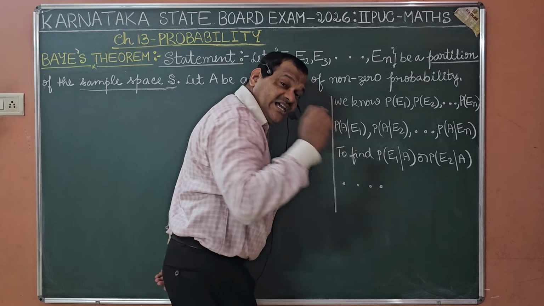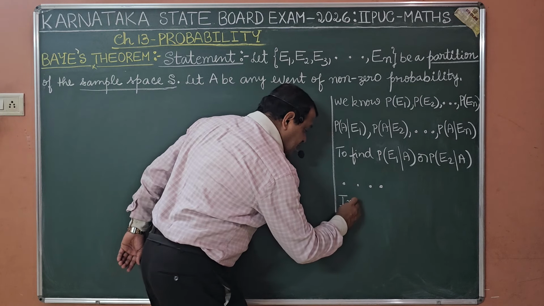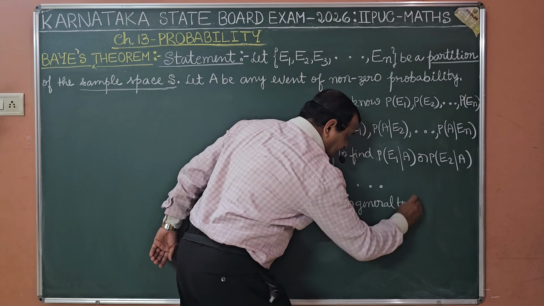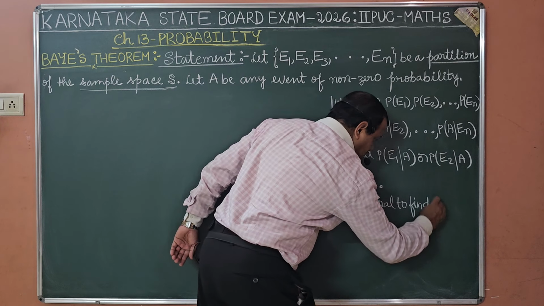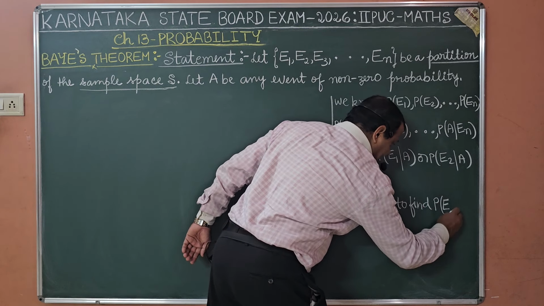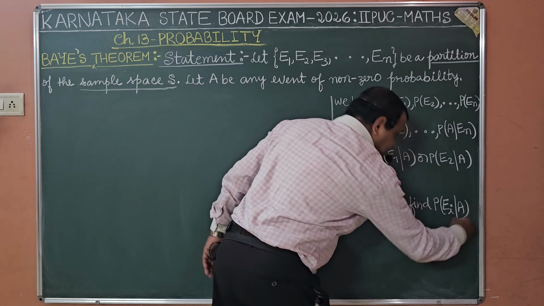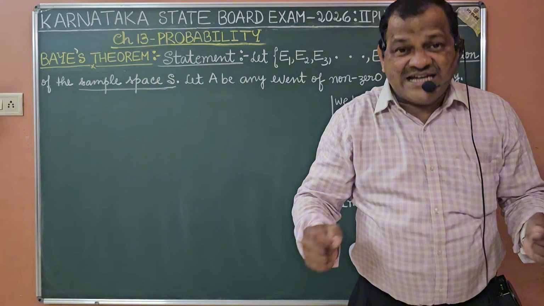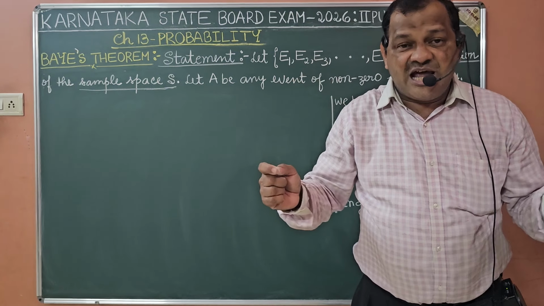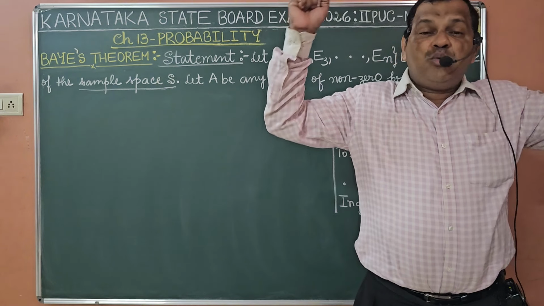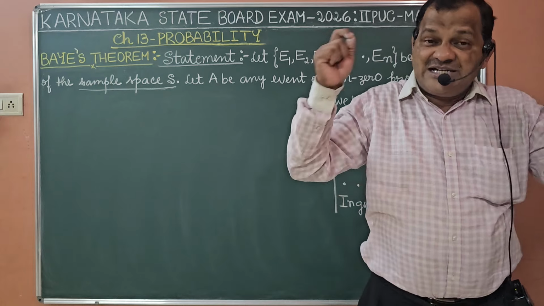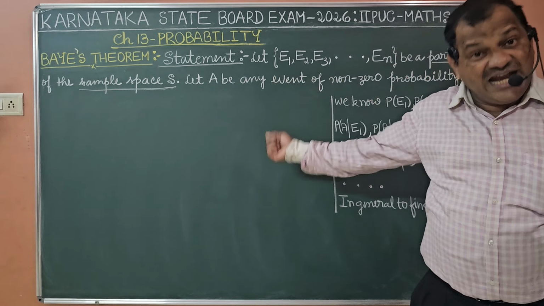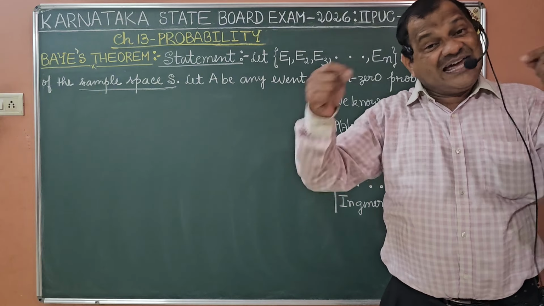In general, our aim is to find the probability of E suffix i given A. This is called reverse probability. So in Bayes theorem we are finding something called reverse probability. I will tell you the meaning of reverse probability slightly later, with the help of an example.